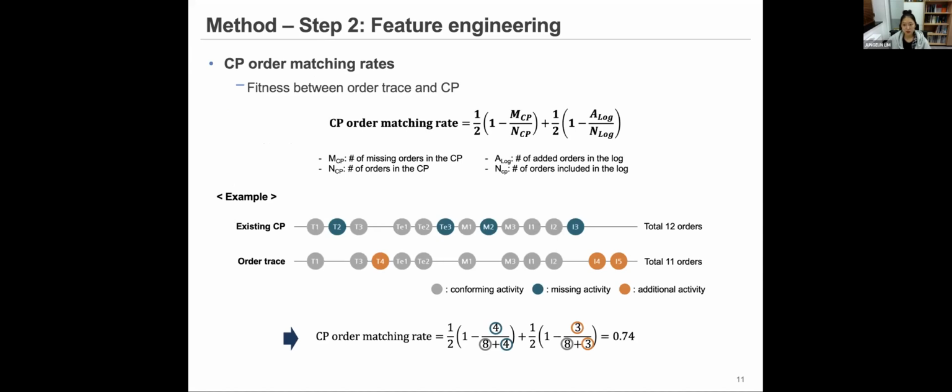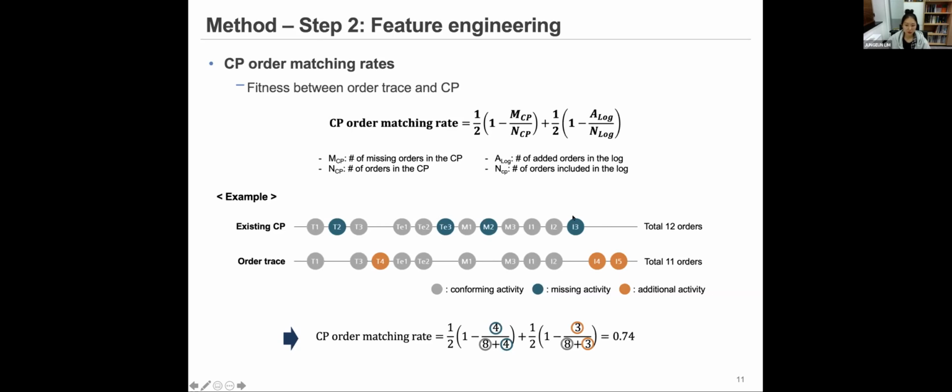This slide shows how to calculate CP order matching rates. It is the same as the fitness value in conformance checking in process mining. It counts conforming, missing, and additional activities between the existing CP and the event log that a patient had. For example, in the figure, there are 12 orders in the existing CP, but only 8 orders are the same as orders in order trace. They are conforming activities and colored gray.